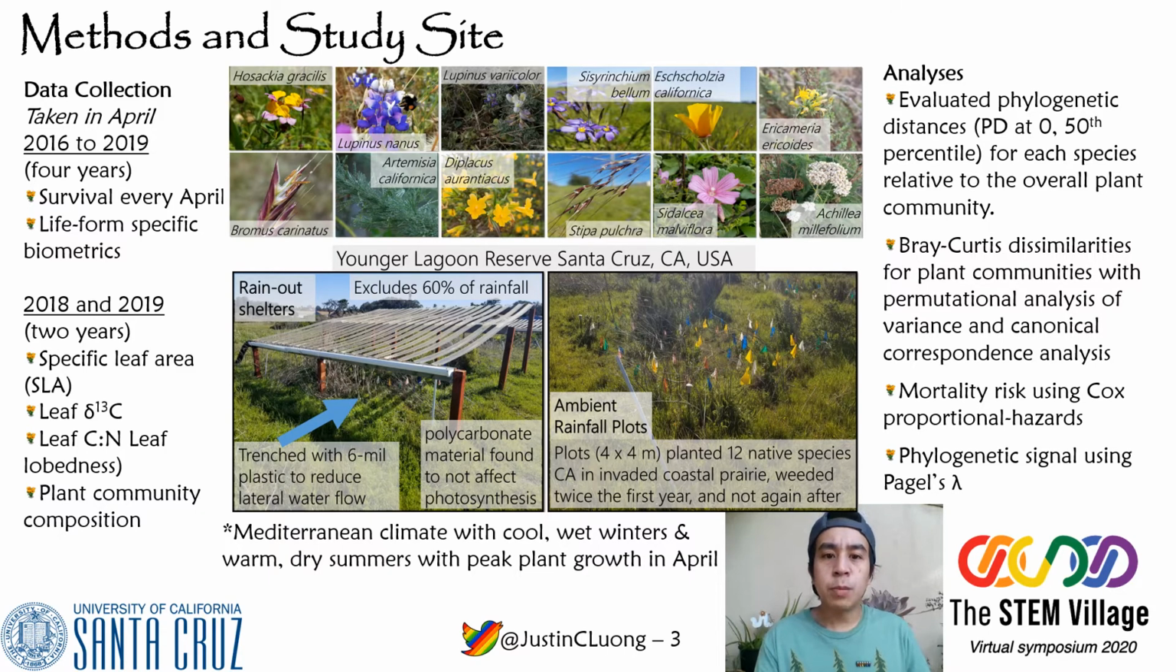We used canonical correspondence analysis to see if traits explained community difference. We used Cox proportional hazard models to model effects of traits on mortality risk. We used Pagel's lambda to test for a phylogenetic trait signal.